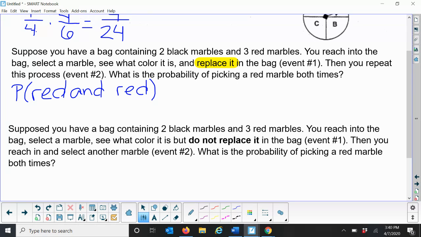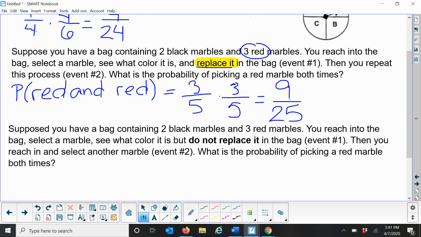So on the first try, what is the probability that I get a red marble? Well, I have 3 red marbles out of 5 total. Now, it's super important. We replaced it. I put that red marble back. And now for my second probability, what is the chance of getting another red marble? Well, I put the first one back, and so now I still have the same probability, a 3 out of 5 chance of getting a red on the second try. And so when I multiply these two across, I end up with a 9 out of 25 chance.